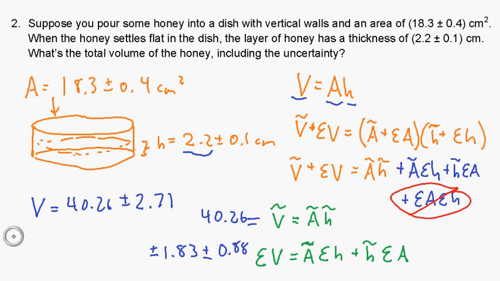Mr. Forbes and I have a little disagreement on this, and I'm honestly not sure who's right. So be careful with your sig figs. But I believe the answer then would be 40.3 plus or minus 2.7 cubic centimeters. Maybe you should truncate it down to 40 plus or minus 3 cubic centimeters. I don't know. No, I think this is okay.